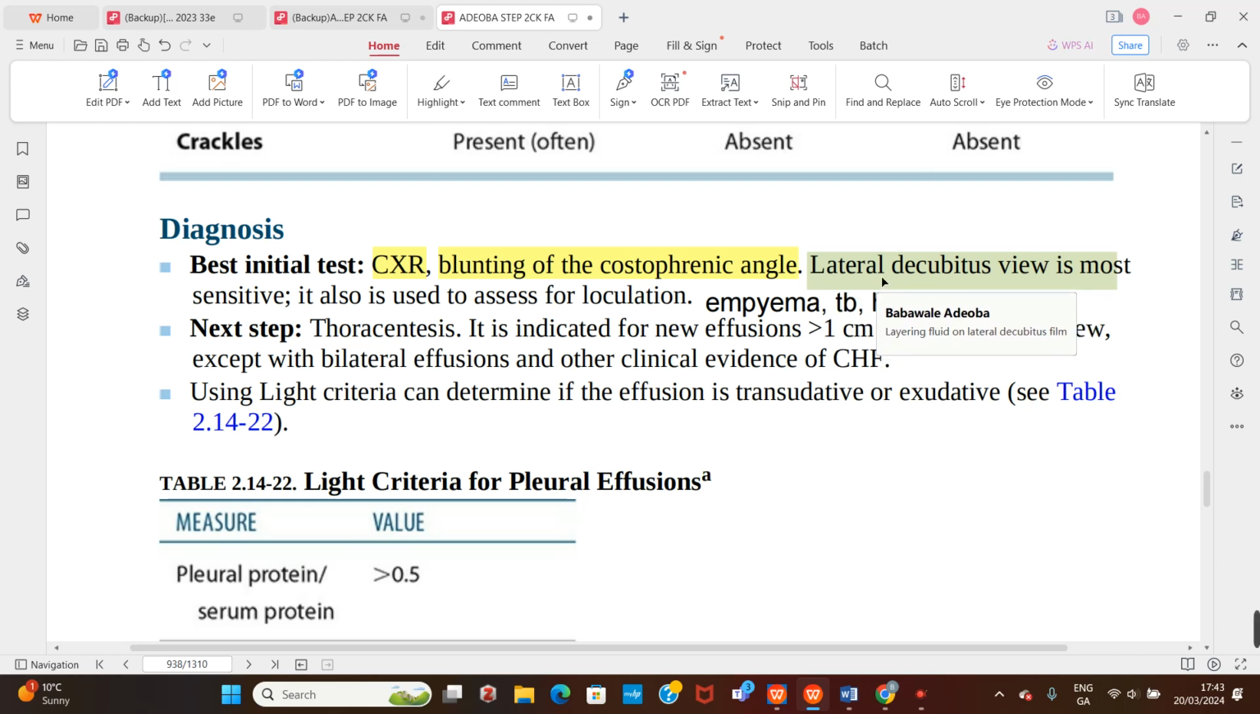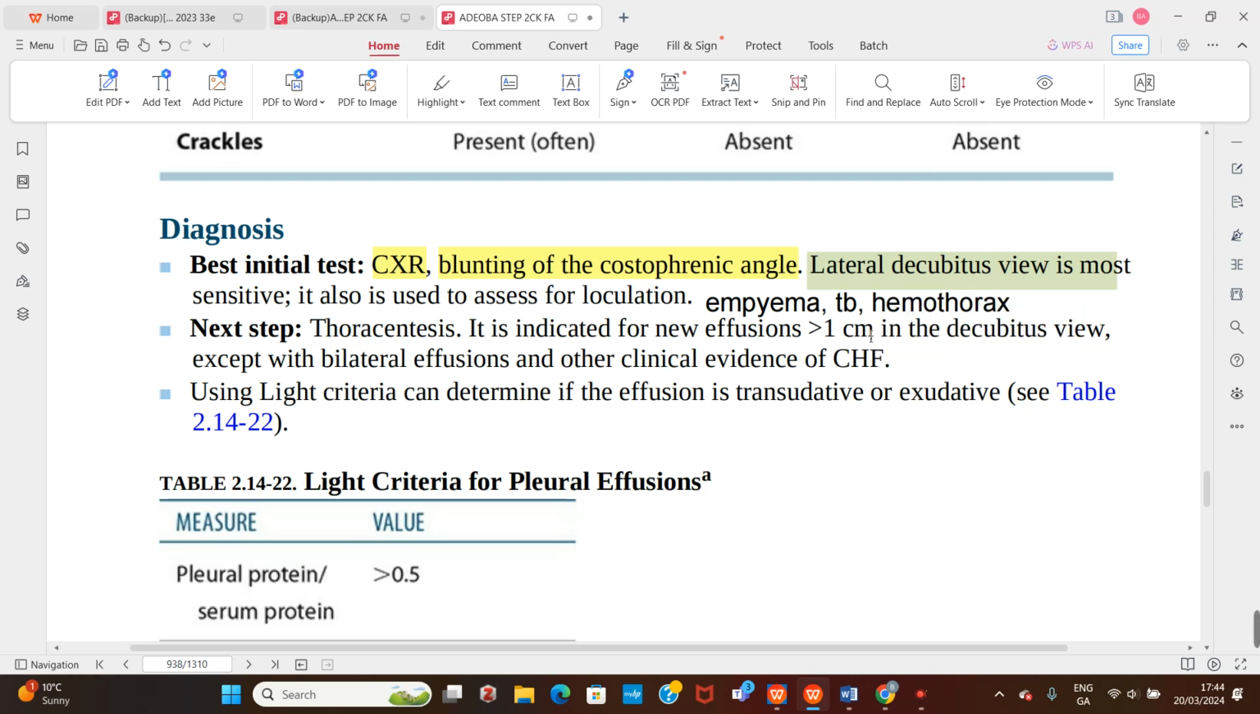So that's why you tell them to do, you place them on lateral decubitus. So you are going to see layering of the fluid on lateral decubitus film. Sometimes you might not get all this blunting, but once you see that statement, layering of fluid on lateral decubitus is very important for a free-flowing effusion.